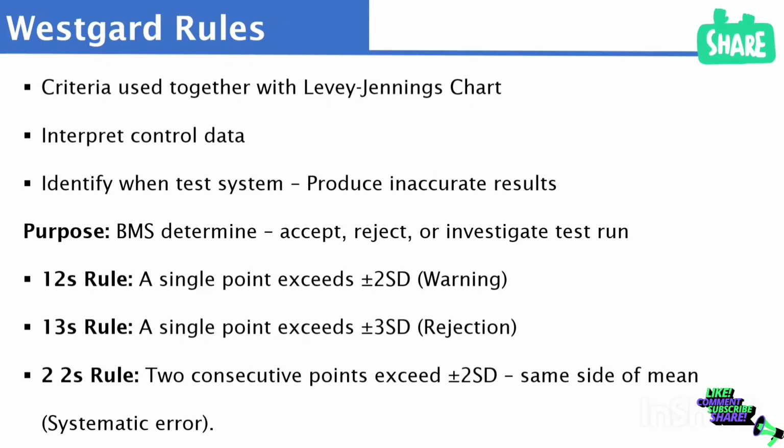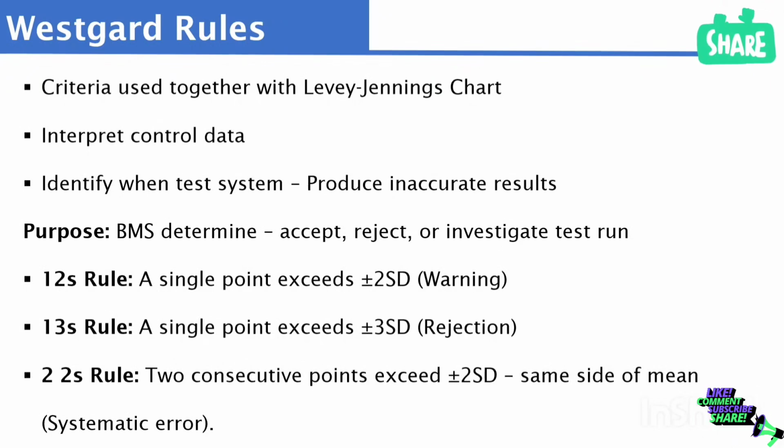So the Levey-Jennings chart is a presentation of the result, while the Westgard rules are the criteria or guidance that help to inform you if you should accept the result or reject the result. I hope that makes sense. Again, the purpose of this is to help the biomedical scientists to decide: am I going to accept the result, am I going to reject the result, or will I investigate the test and run it again?